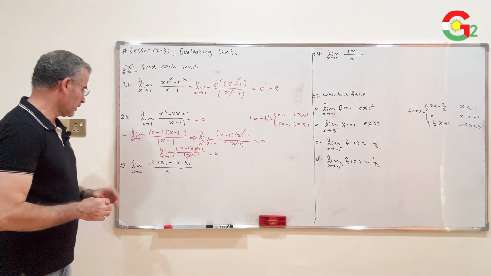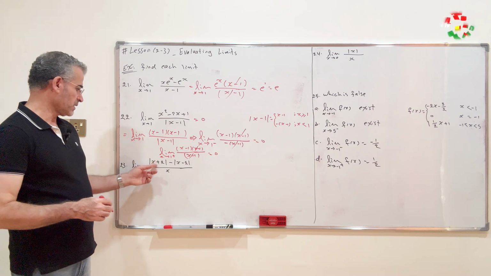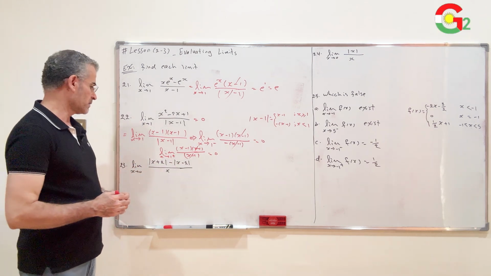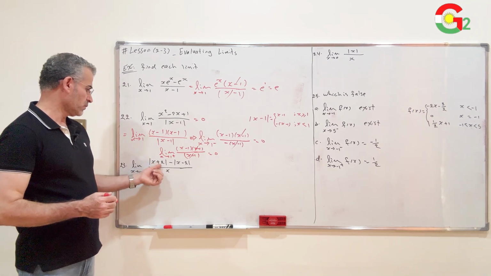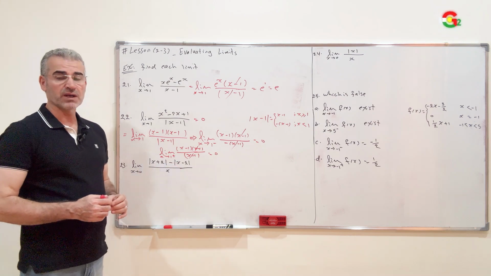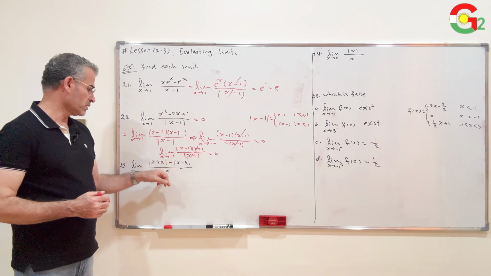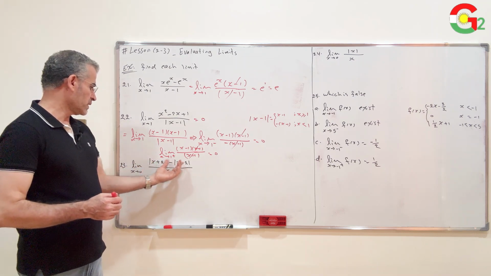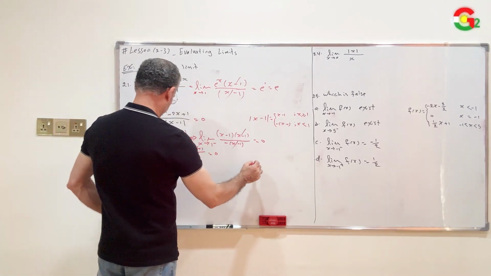Question number 23. Find the limit when x approaches 0 for (absolute value of x + 2 minus absolute value of x - 2) over x. If we substitute x with 0, then the absolute value of 0 + 2 is 2, minus the absolute value of 0 - 2, which is 2, so 2 minus 2 is 0 over 0. Then I should remove this absolute value and open the brackets to find this limit.